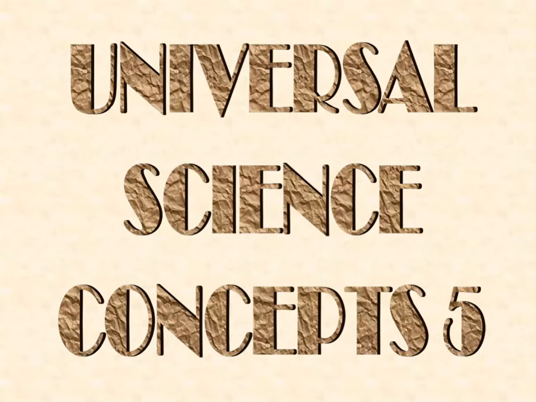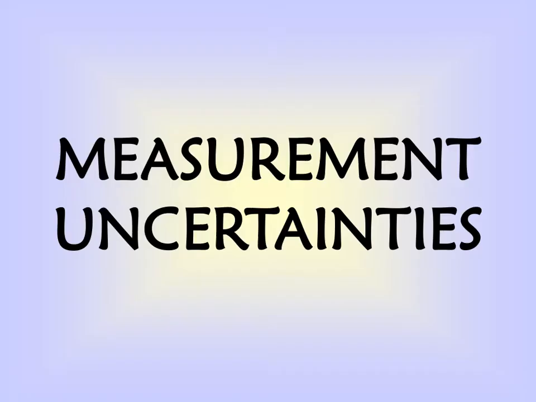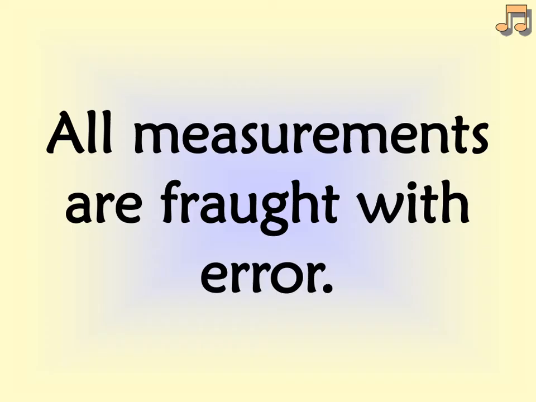Now it's time for the fifth and final universal science concept, which happens to be measurement uncertainties. Anytime you take a measurement, there's going to be error associated with it. That's why we assign an uncertainty, and therefore we say that it is fraught with error. Do you like that word fraught? I think you ought to start using the word fraught in everyday speech to revive the word.